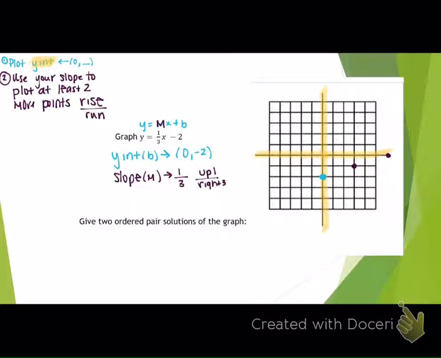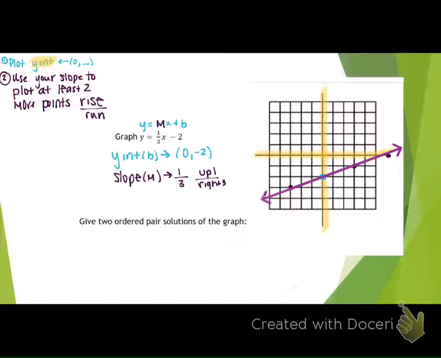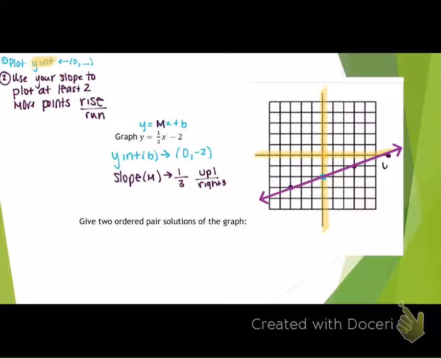So if I go down 1, which direction would I have to go to keep it a positive slope? Left 3, right? We know that our slope should go uphill left to right if it's positive, and it should go downhill if it's negative, so that is going uphill. And then use your straight edge to connect your points. I'm going to label this as y equals 1/3 x minus 2.